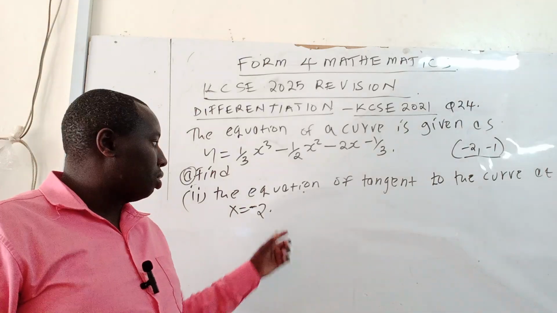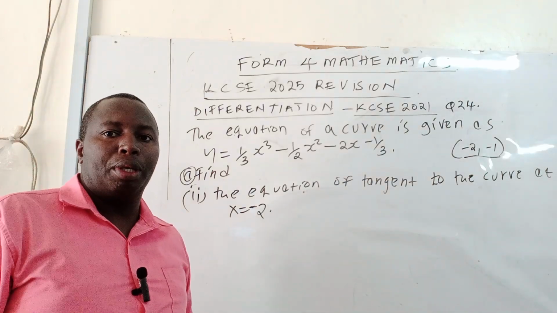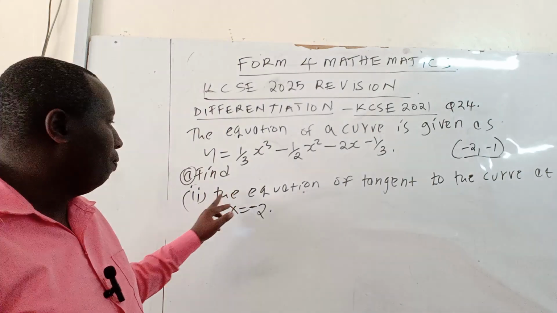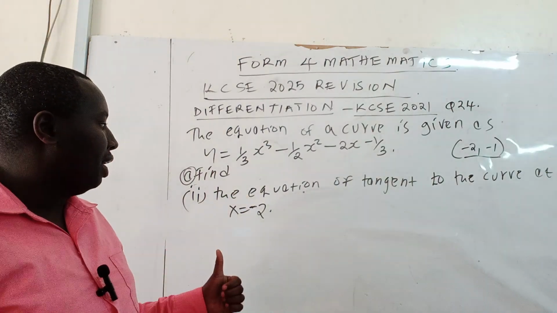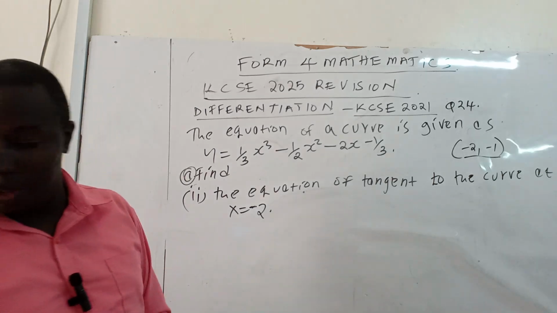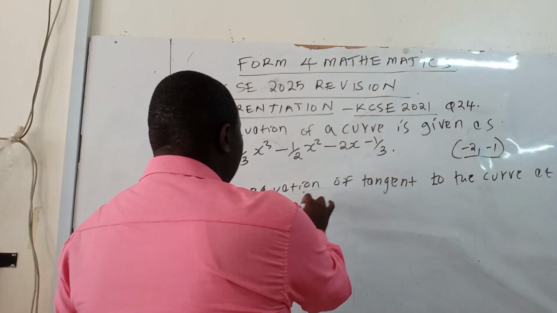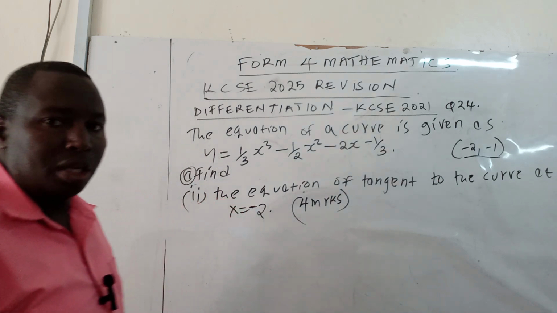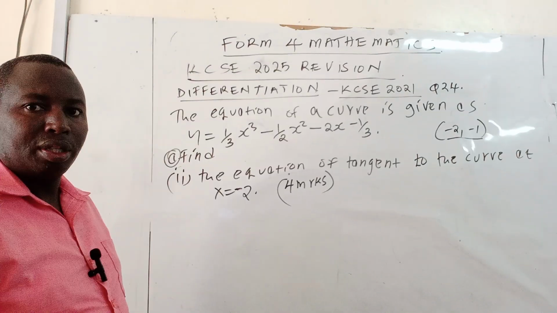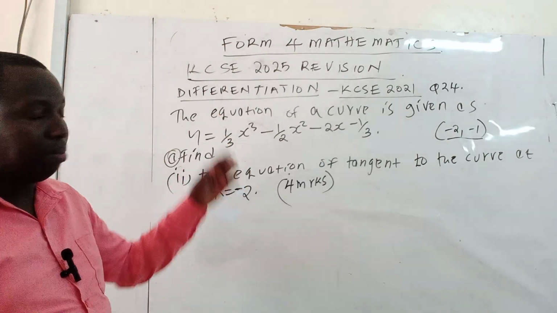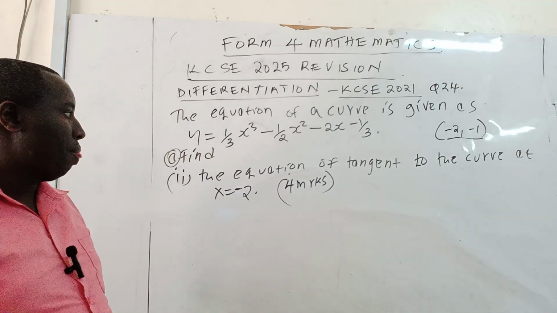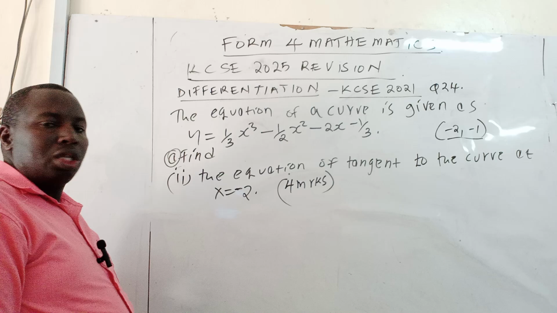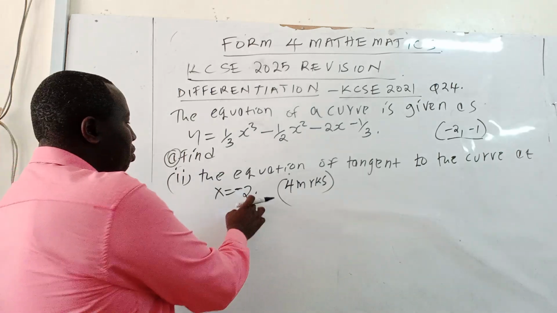So that was question A, now question B, of the same question. Find Roman 2, the equation of the tangent to the curve at the point x equals negative 2. This question is 4 marks. Let's see what is tested here in KCSE 2021. This is part of the KCSE 2025 revision. The equation of the tangent to the curve at the point x equals negative 2.